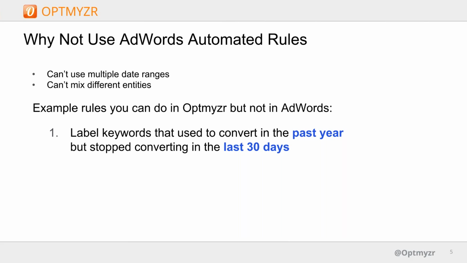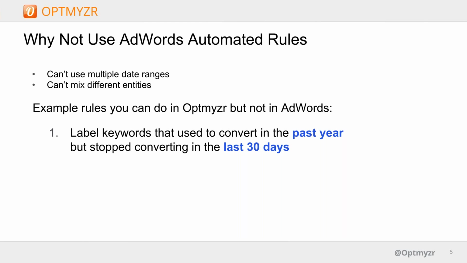So here's one automation that I like to run. I want to find keywords that are not converting. But I don't just want to find stuff that's not converting. I want to find stuff that used to convert in the past year, but maybe then stopped converting in the last 30 days, because maybe that's indicative of some sort of a problem, some sort of a shift in user behavior. Maybe my landing page has changed. Maybe I changed the ad text. Maybe there's something else I did that caused things that used to convert to stop converting.